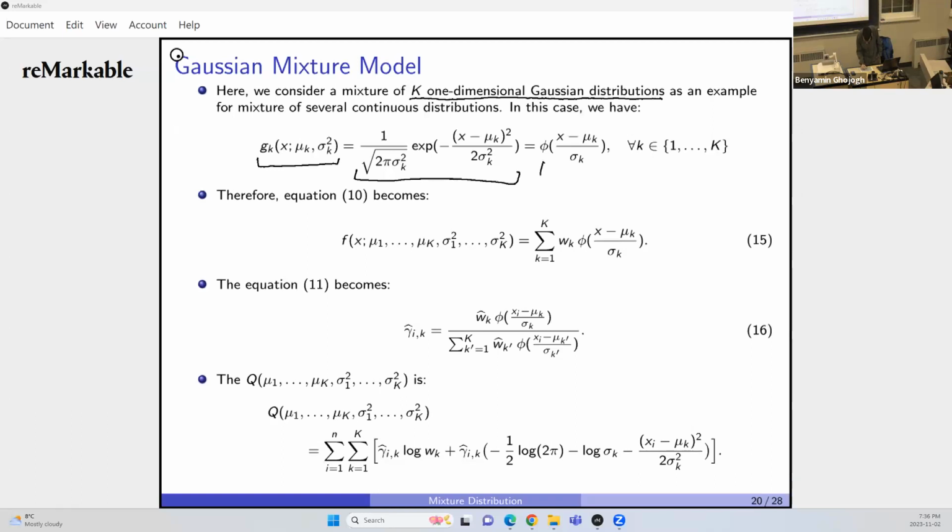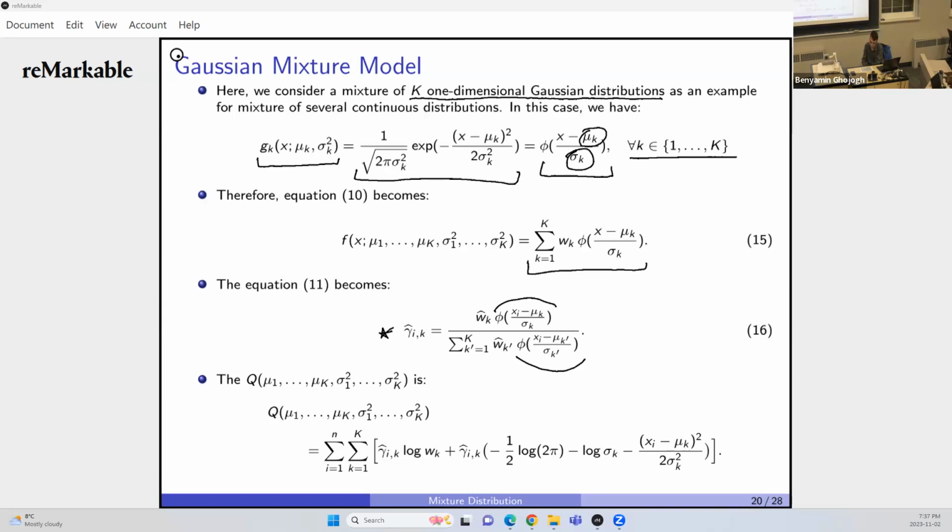I denote it by phi of x minus mu_k, where mu_k is the mean and sigma_k is the variance. This is a notation for all k from 1 to K. As a result, equation 10, the linear combination of the distributions, becomes equation 15. Then equation 11 also had g in the numerator and denominator, so I replaced the g's with phi's, the PDFs, right?